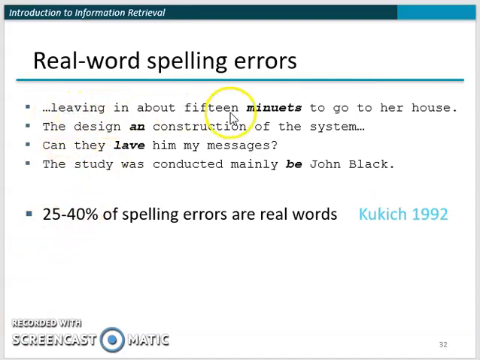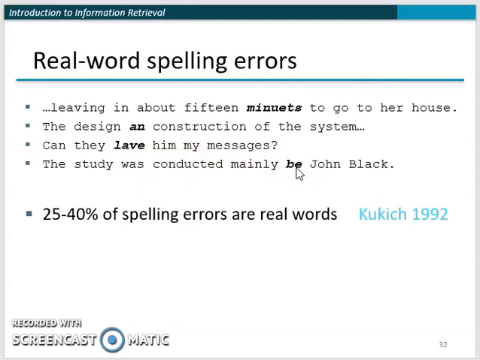So this is a sample which has some real word spelling errors. Leaving in about 15 minuets. This should be minutes, but it is minuets instead. The design and construction of the system: this is probably and, the design and construction. And is also a real word. So this is a real word spelling error. Can they leave him? This should be leave. The study was conducted mainly, this should be by John Black.